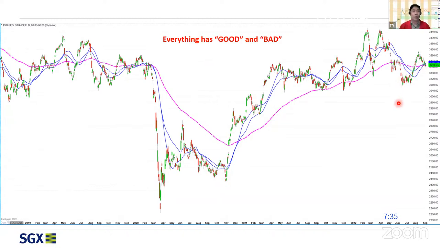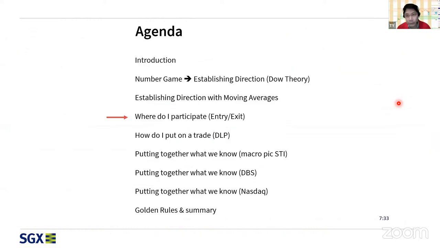Now, you might want to go back and continue to create an STI chart and then see how the STI progresses from here onwards until before your game starts, all right? Okay, so therefore, with that, I have shared with you two ways of establishing trend, yeah? One using Dow theory and the other one using moving average.